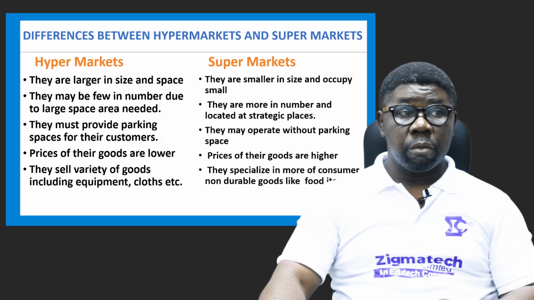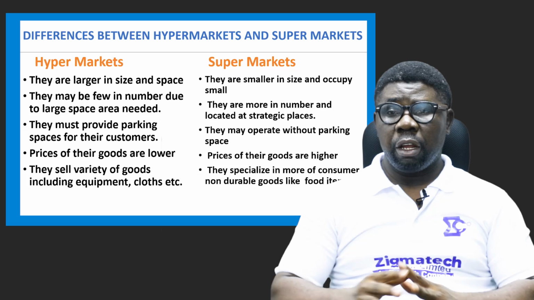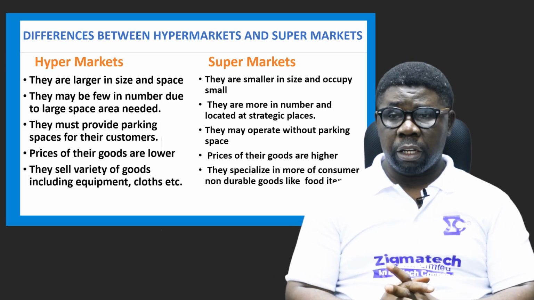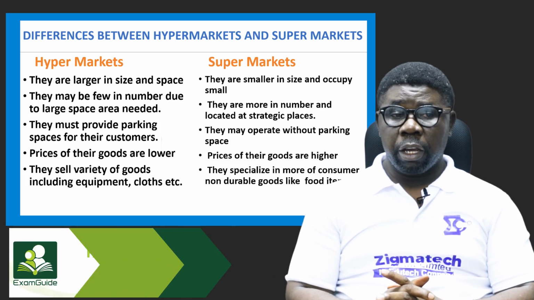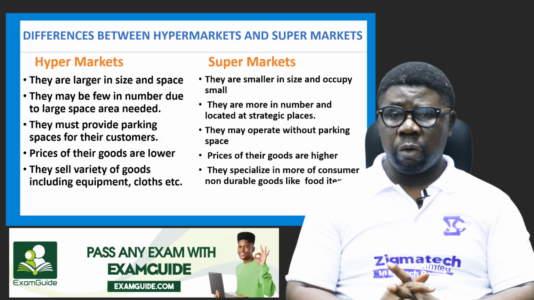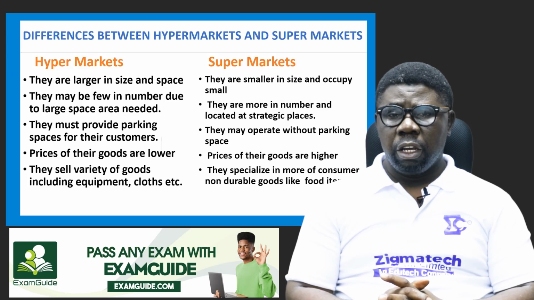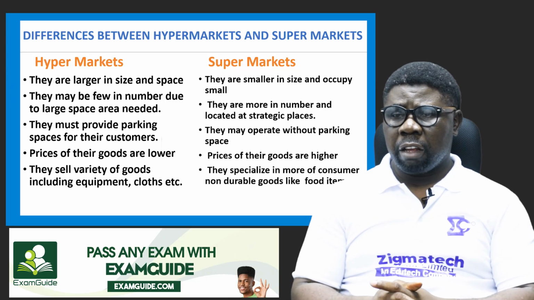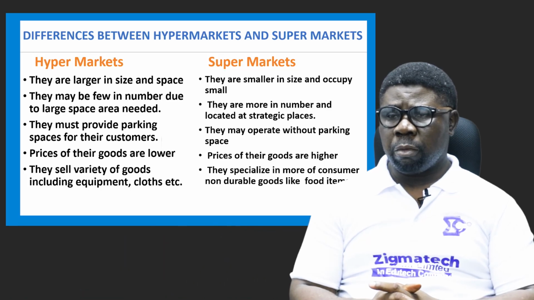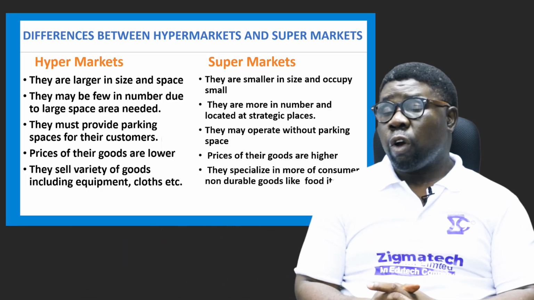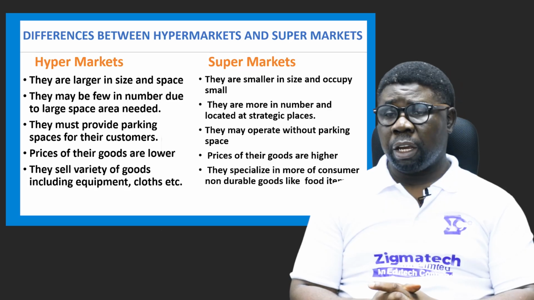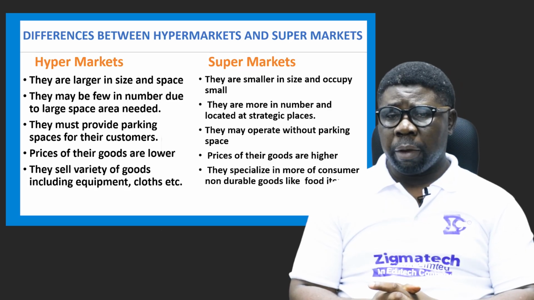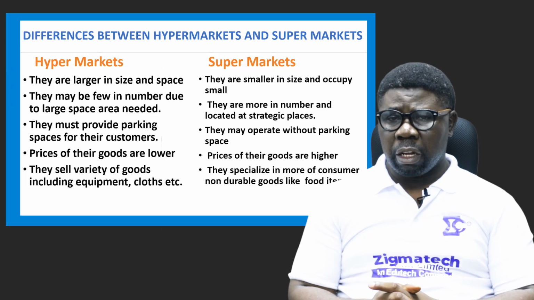All right, so differences between a hypermarket and a supermarket. We've studied supermarket in a previous video, so let's look at the differences here now. A hypermarket is larger in size and space than the supermarket. The supermarket has a smaller size and occupies a small space, okay? So compared to the hypermarket, the supermarket is smaller, while the hypermarket is larger in size and space.